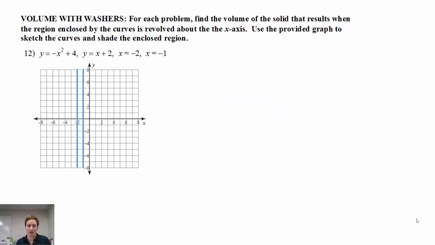All right, volume with washers again. So we've already got our 2 x value lines set up, so we just need to graph this parabola, negative x squared plus 4, which starts up here and goes down both directions. And what we're really going to care about is what's in between those blue lines. So it's a very small place right there.